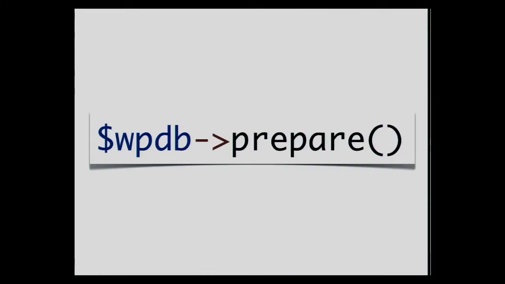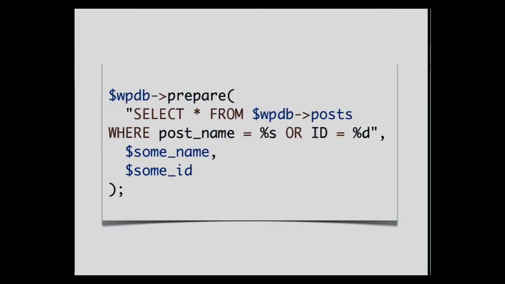What if you have a select, which we don't have a simple API for, or a more complex update that can't be handled? We have a method called prepare. Prepare is a sprintf powered MySQL query constructor. And it looks like this. So you give it 2 or more arguments. The first is the query with little placeholders, little tokens there, and then the subsequent arguments are in order the tokens you use. So some name corresponds to %s and some ID to %d.